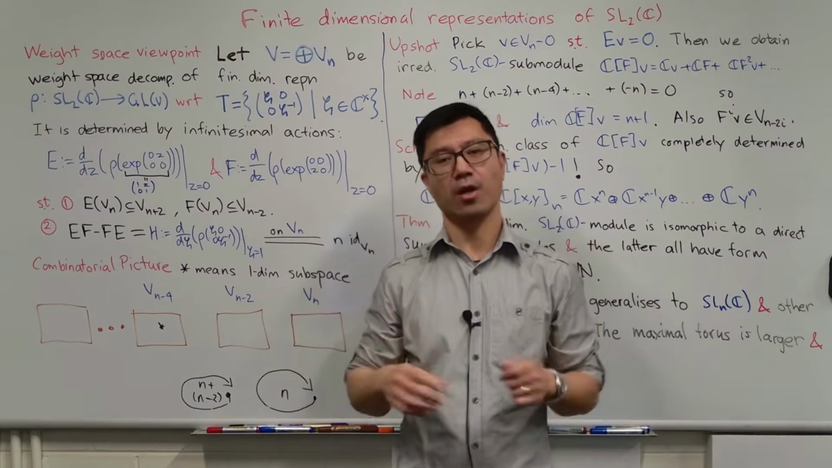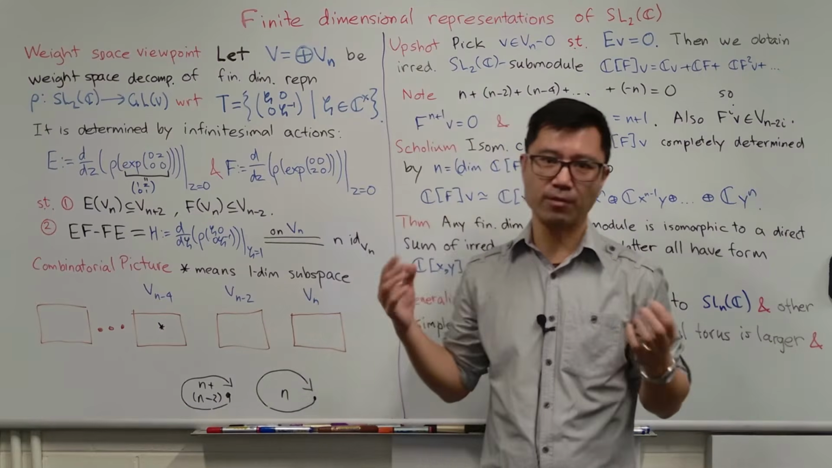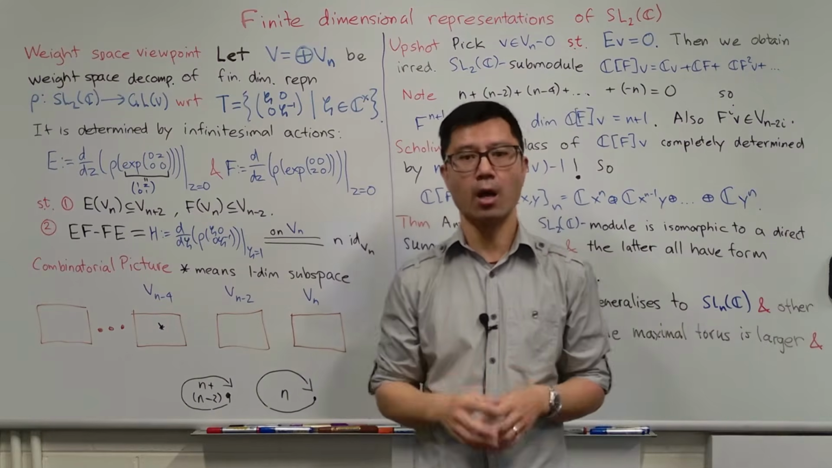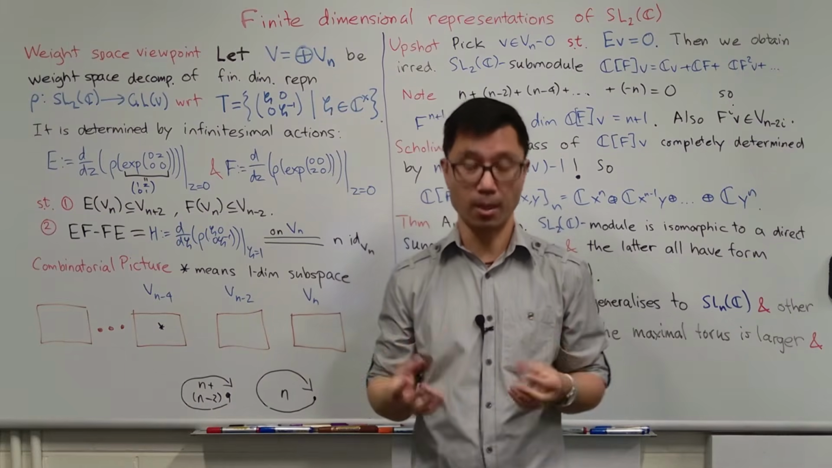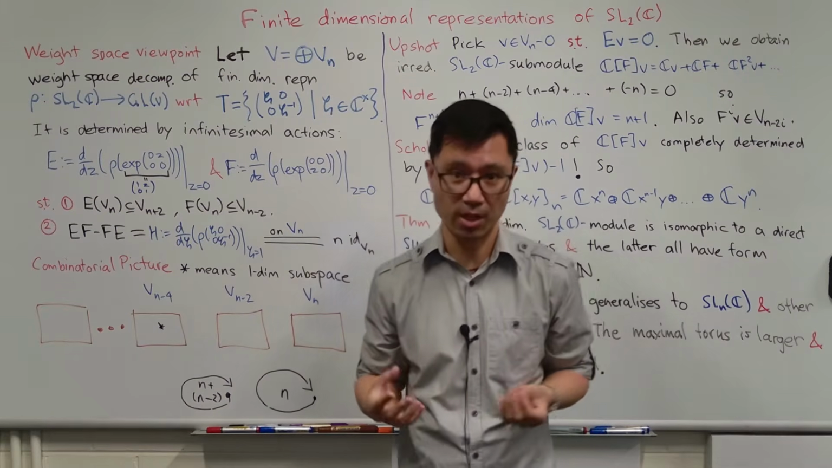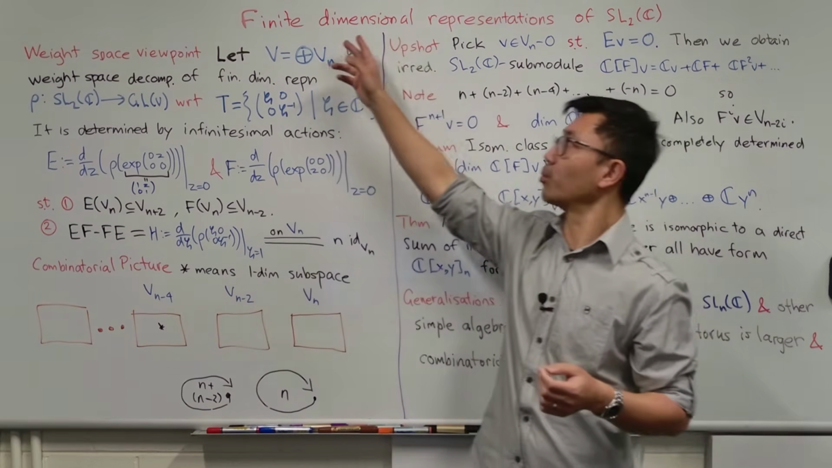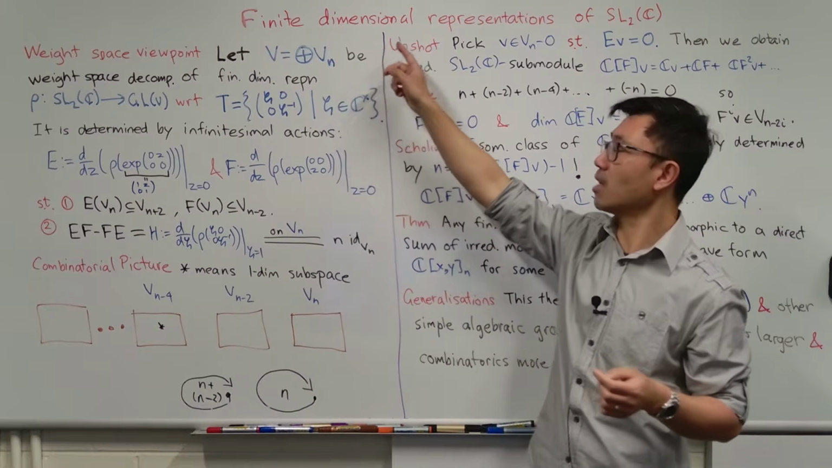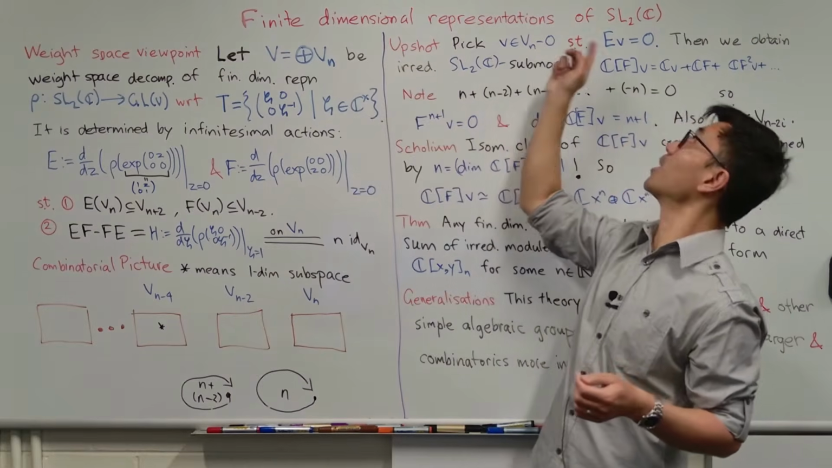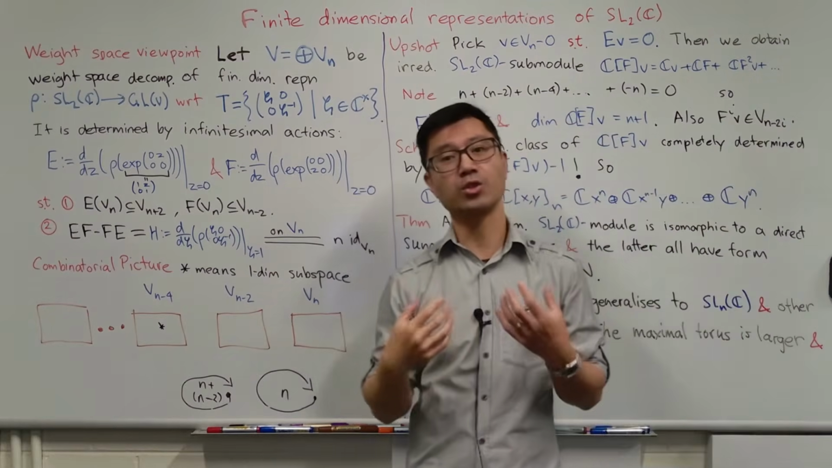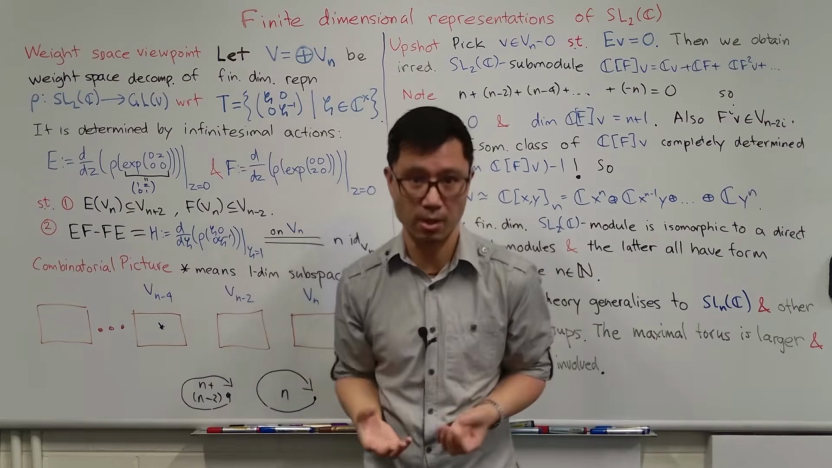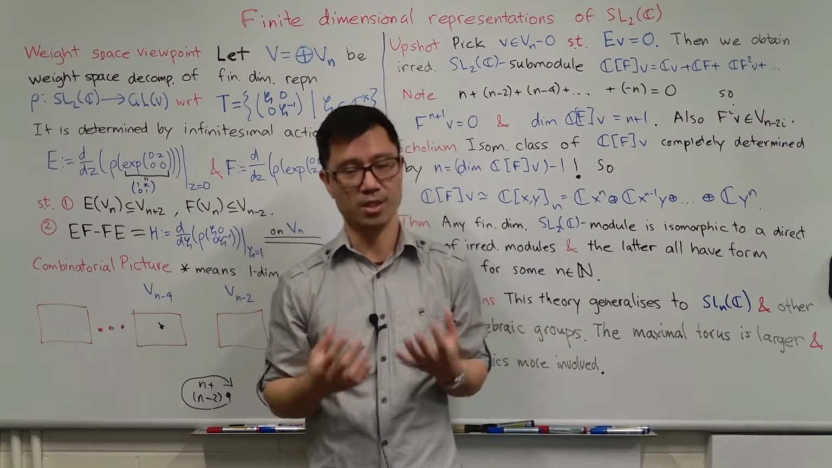Today, I want to give you the last in a series of 3 videos where I show you how the representation theory of tori can be used to study the representation theory of Lie groups more generally. And more precisely, the title of this video is Finite Dimensional Representations of SL2C, and I want to give you a complete classification theorem for these finite dimensional representations.